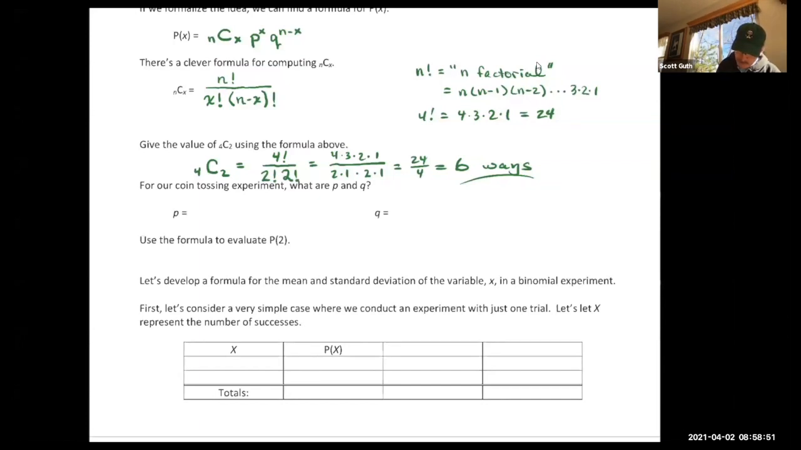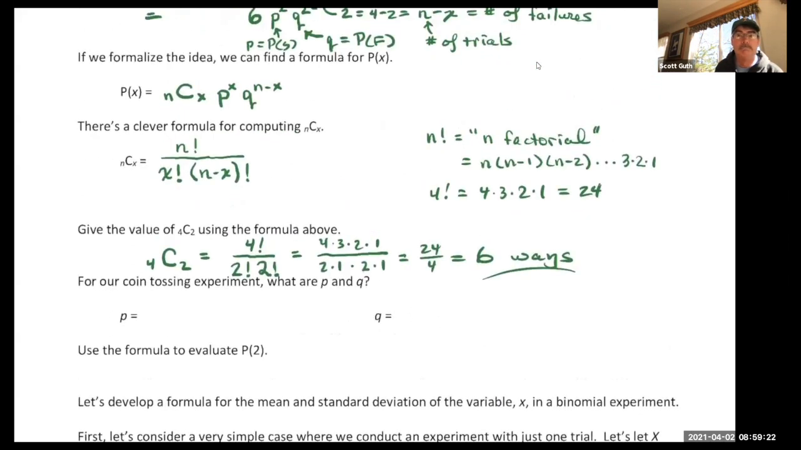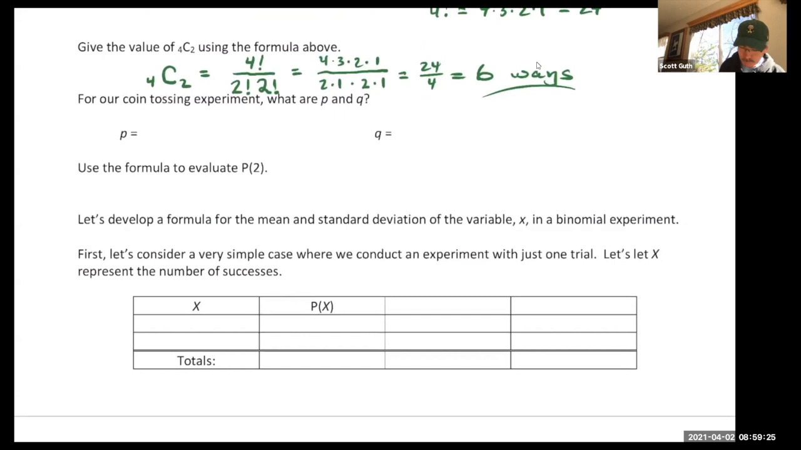So for our coin tossing experiment, we need to know what all these variables are. So little p is the probability of success. Let's assume that the coins that we were tossing are fair coins. So the probability of a success is the probability of getting heads on one of your fair coins. What's the probability of that? Anybody? All right, then, the probability of heads is 50%, 0.50.